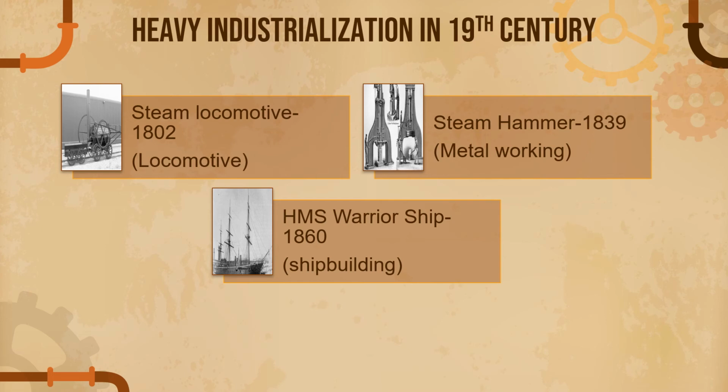Lastly, the heavy industrialization in the 19th century includes the shipbuilding industry. In 1806, HMS Warrior ship was created by Thames Iron Works and Shipbuilding Company in Blackwall, London. This ship was a steam-powered, armored 40-gun frigate and was built for the Royal Navy. It also was used as a store ship and a depot ship.